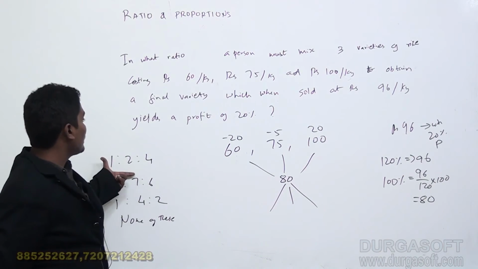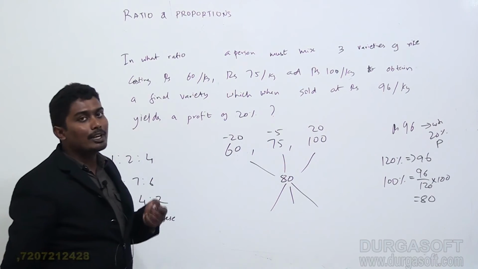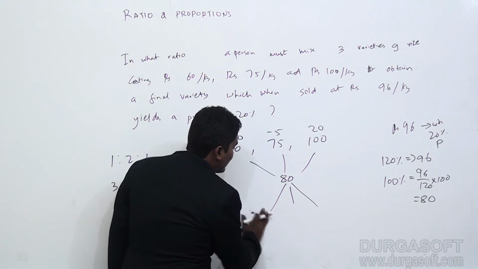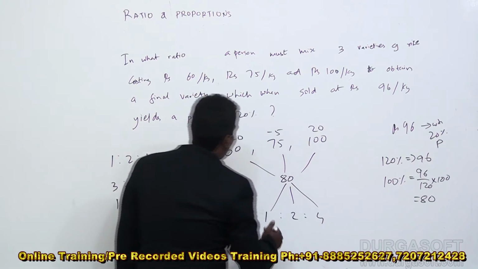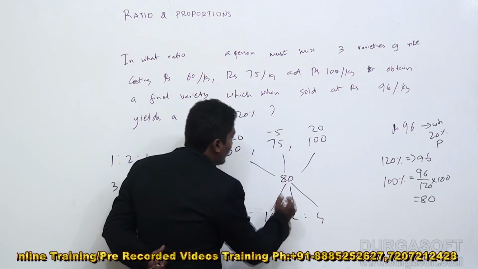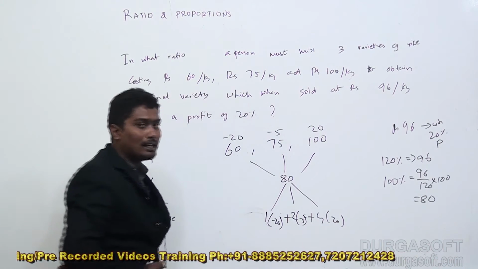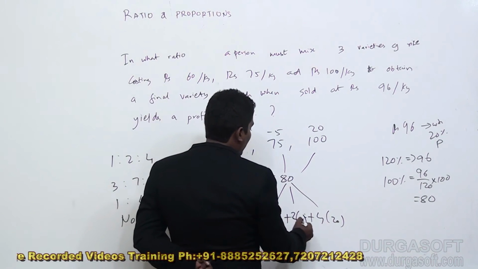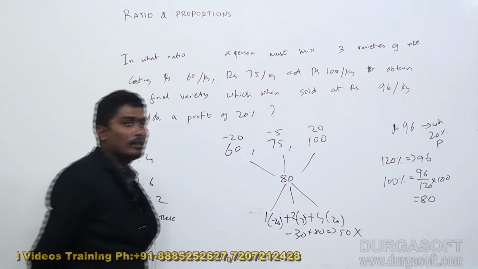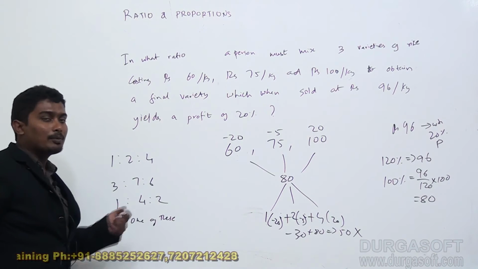Now I will substitute the first answer, 1:2:4. When I multiply with the differences, the total I should get is 0. So 1 into minus 20, 2 into minus 5, 4 into 20. If I add all these, I get minus 20 minus 10, which is minus 30, plus 80, which is 50. This is not equal to 0. So in this method, you should always make sure that when you add everything, it sums up to 0.